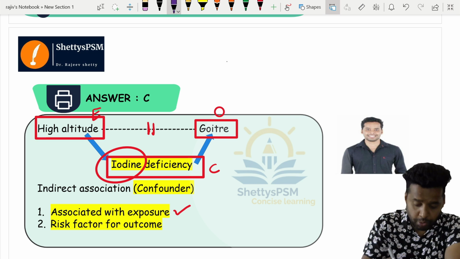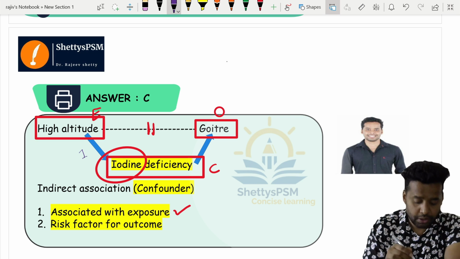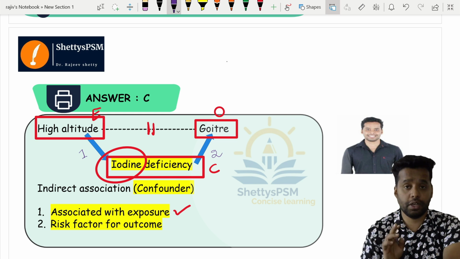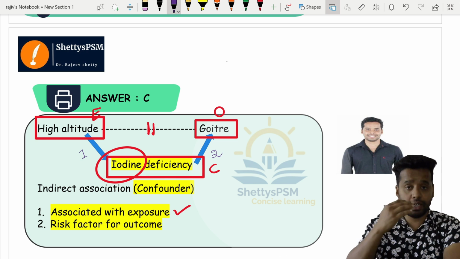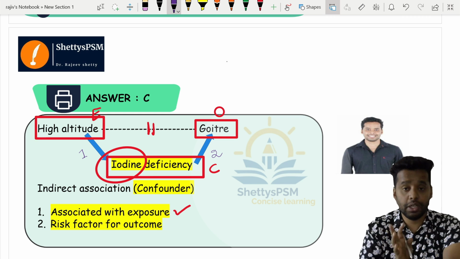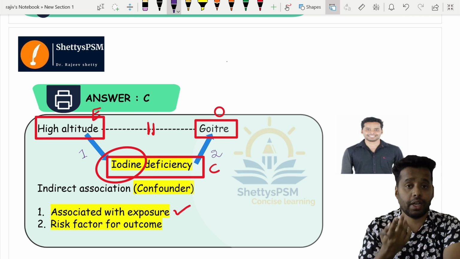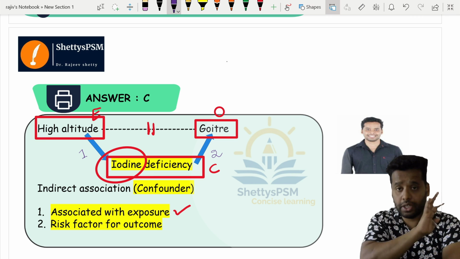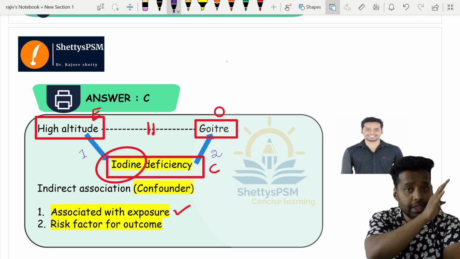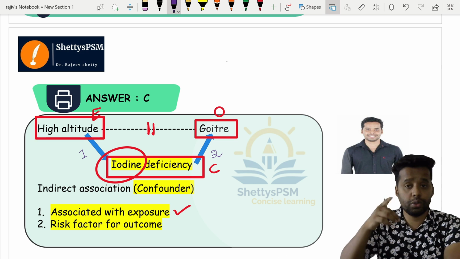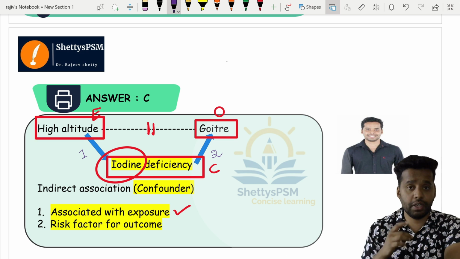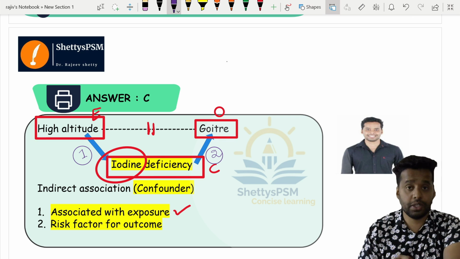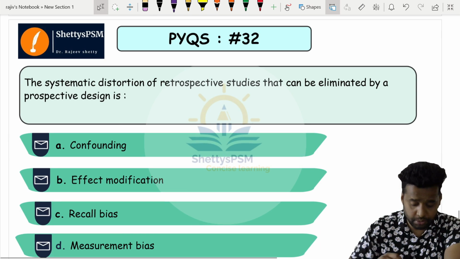So what are the two properties of a confounder? One, associated with exposure. Two, independent risk factor for the outcome. Confound means it comes in between and causes the outcome. Like here, the whole blame is going on altitude. No, that is not correct. The direct association is not seen. Whatever is going on is through an indirect route. The confounder comes in between and causes the outcome. The question was indirect association.